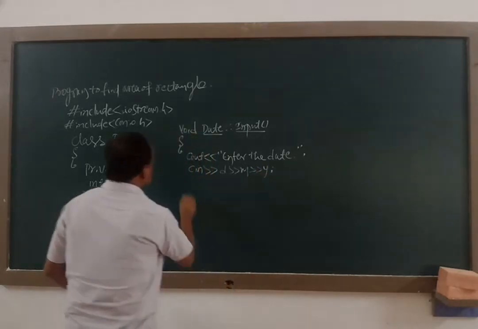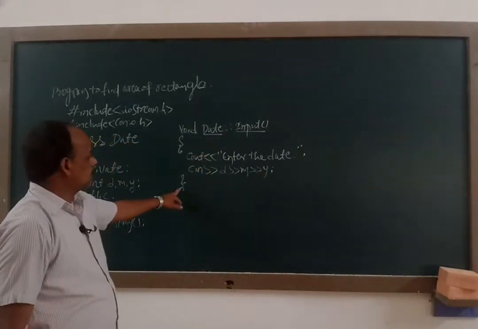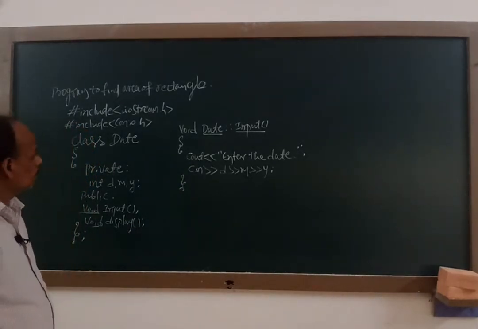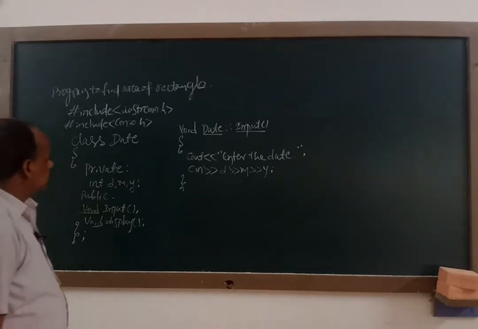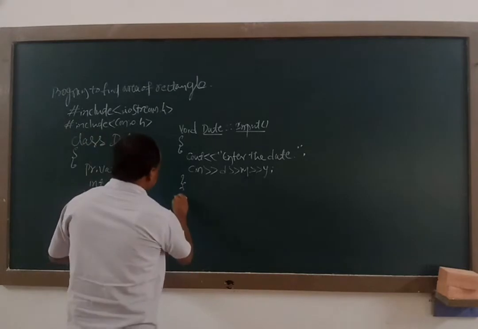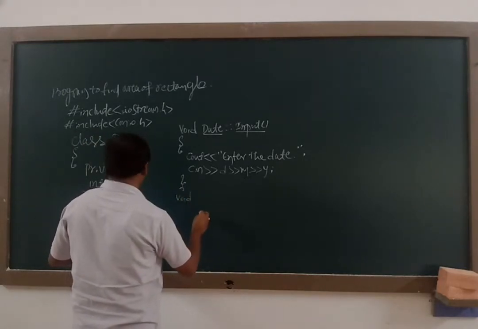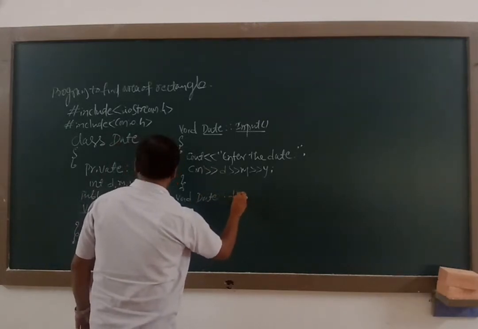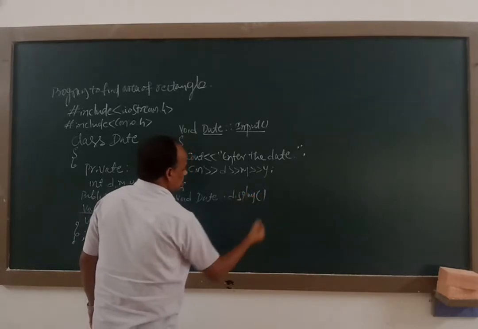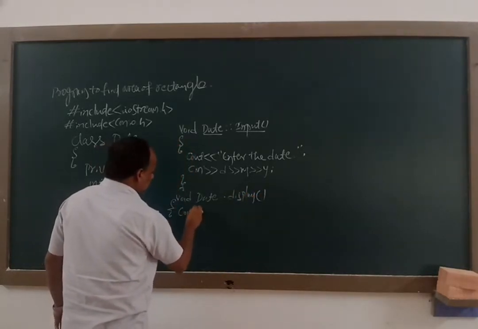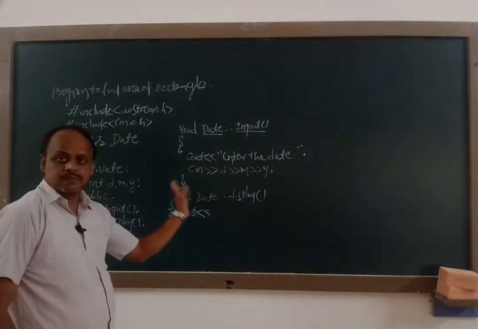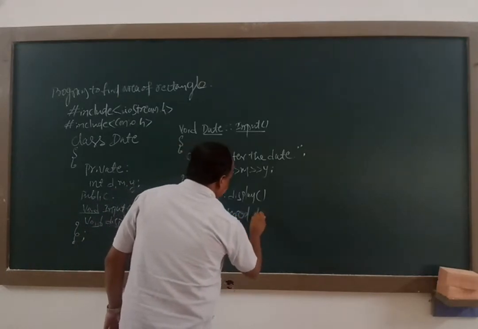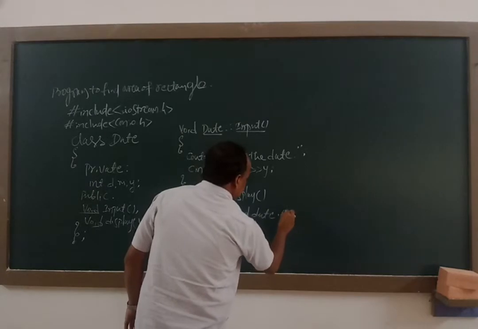DMY, right? Close the class. Now consider a display function: void Date scope resolution operator display function, cout. Now what we have to do, we have to display that date. That's why: "Entered date is".